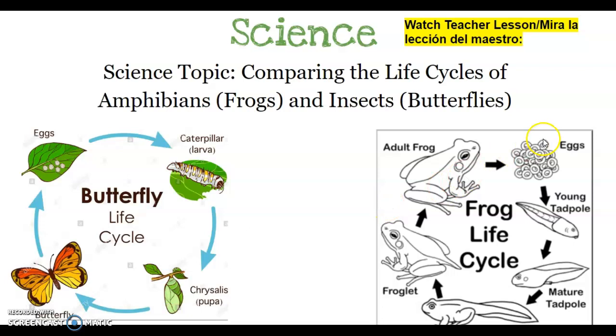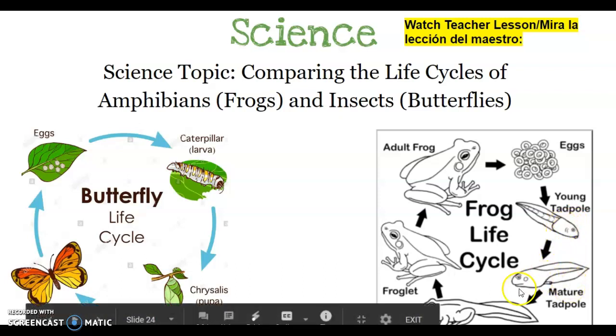And then for the frog, the adult lays the eggs, then the eggs turn into the tadpoles, and then they go to the young frog, and then the froglet, and then an adult frog. All goes back in a circle.